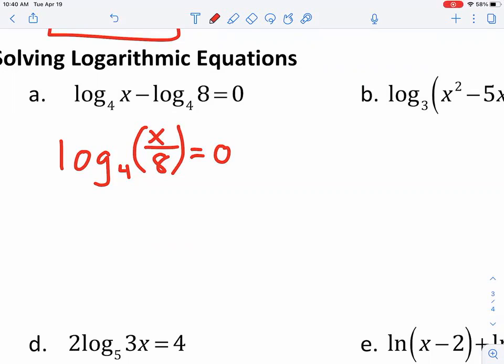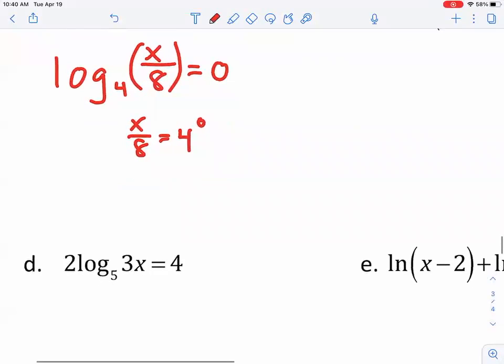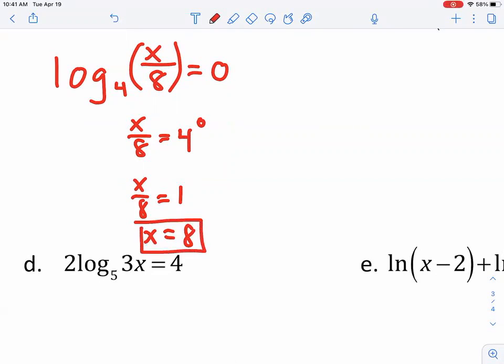So remember our rules of expanding and condensing. Because now I'm going to write it in exponential form. So x over 8 equals 4 to the 0 power. Four to the 0, of course, is 1, so we're getting there now. I have x over 8 equals 1. And so x equals 8.